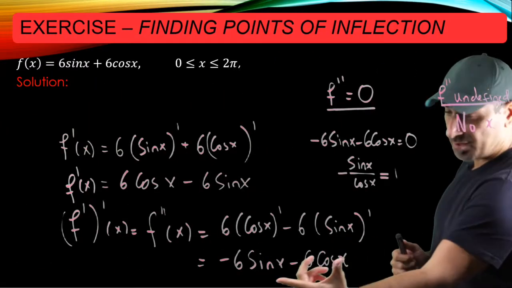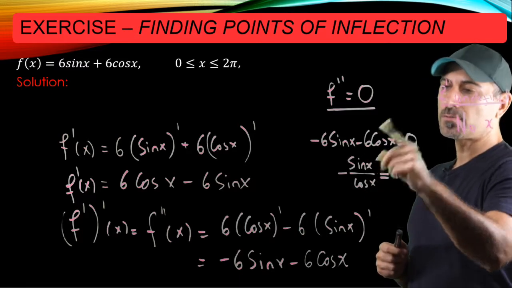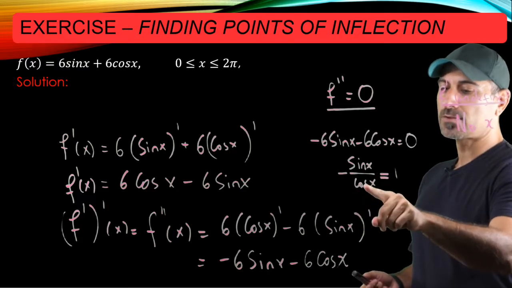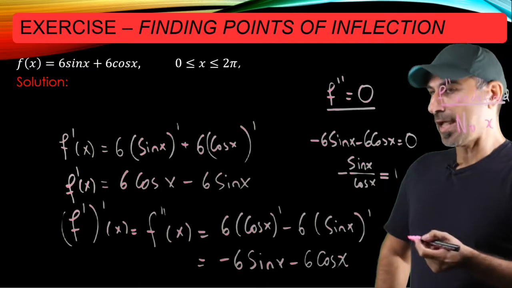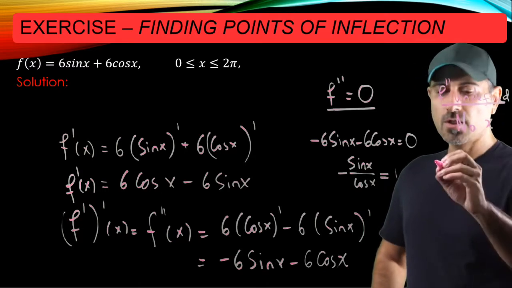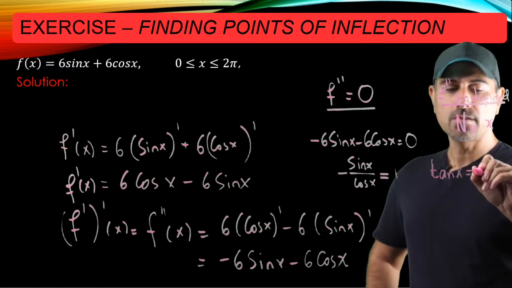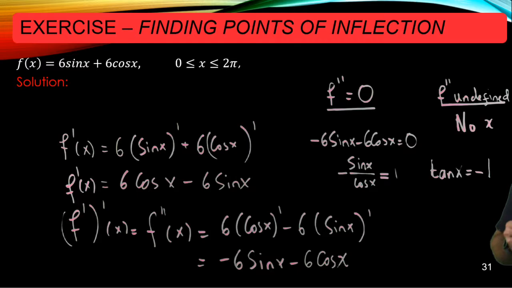All right, we set this expression to 0, send one of the terms to the right-hand side and divide by cosine x. And you have minus sine x over cosine x equals 1. Sine x over cosine x is equal to tangent x. That's the definition of tangent. So we have tangent x essentially equal to negative 1. Now we're looking for x's whose tangent is negative 1.